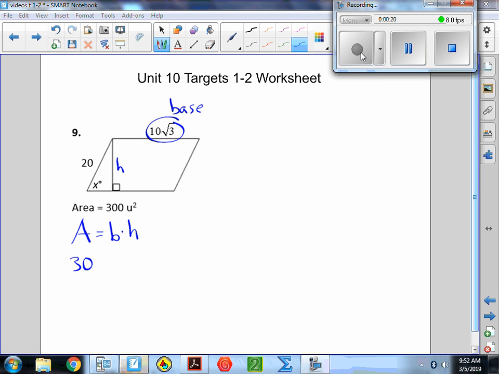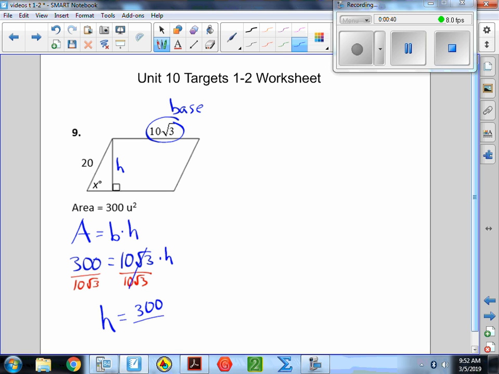So 300 is going to equal base times height, so 10 square root of 3 times the height. In order to get the height by itself, I need to divide both sides by 10 root 3. So now I have height is equal to 300 over 10 root 3. I'm not supposed to have square roots on the bottom, so I'm also going to deal with that next. So times the top and bottom by square root of 3.